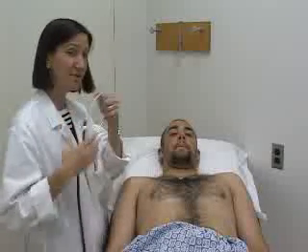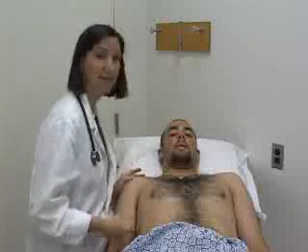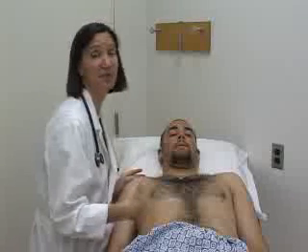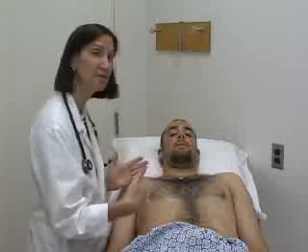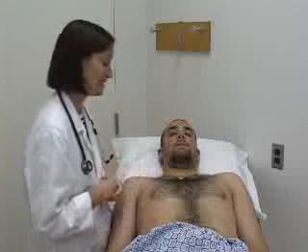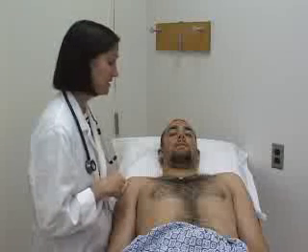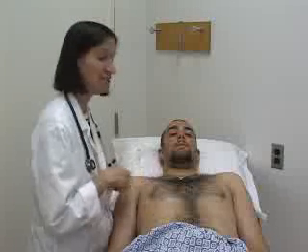Good. Remember that if for some reason you were not able to do the mid-axillary locations for either percussion or auscultation, you can do them with the patient in this position. That basically completes the examination of the anterior thorax.